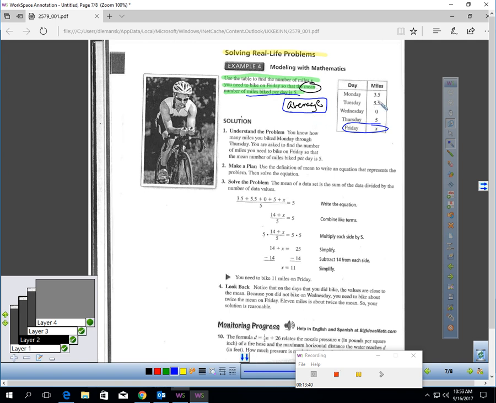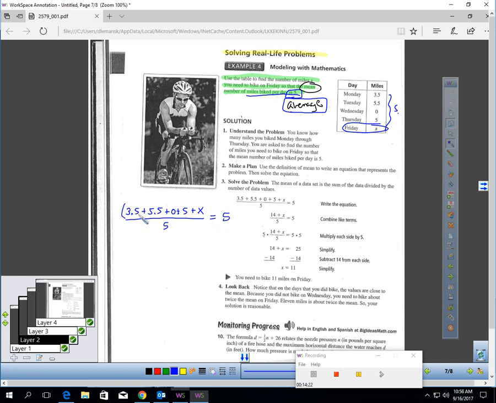If I add all these numbers up, and you notice there's 5 of them here, 1, 2, 3, 4, 5. If I add those 5 numbers up and divide by 5, I'm supposed to get an answer of 5. Well, let me write that out. If I add up all of these numbers, 3.5 plus 5.5 plus 0 plus 5 plus x, and I divide by 5, I'm supposed to get 5. Okay? There's my equation.